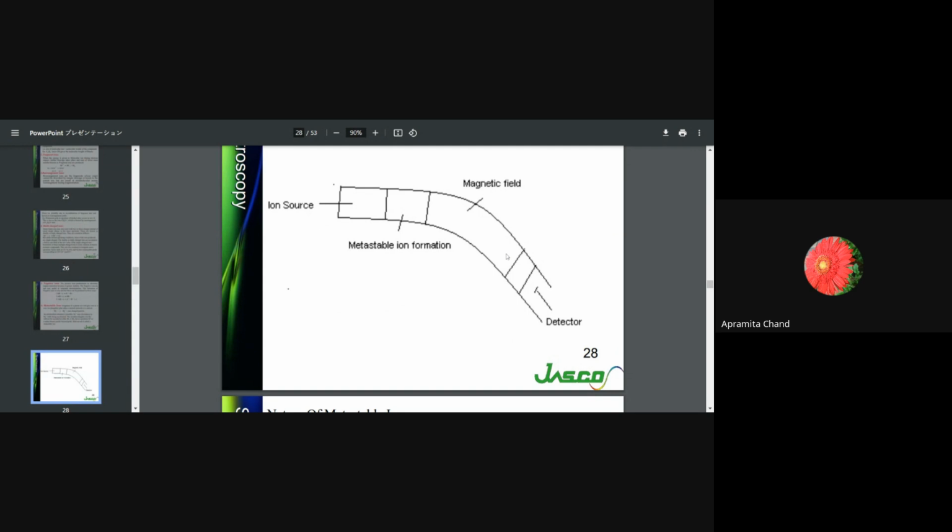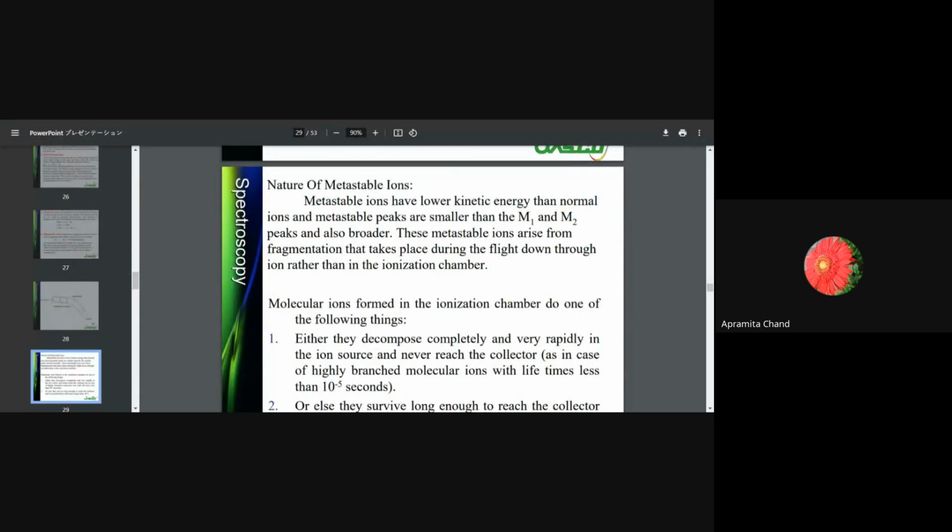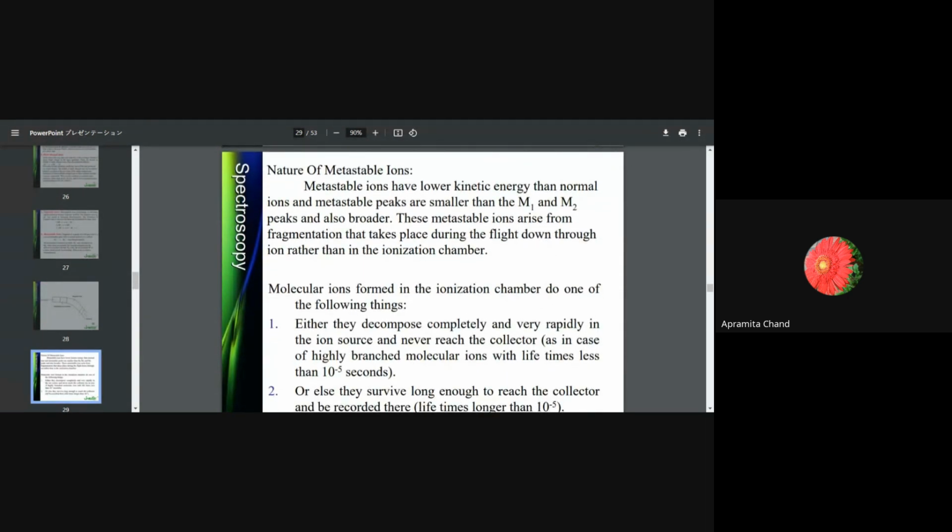So while going from the ion source towards the detector, if ion formation or fragmentation happens right at the time of acceleration, then you will get the M star peaks, and these M star peaks are not fully focused and they are very broad. Also, they have lower kinetic energy than normal ions, so the peaks will also be smaller than the M1 and M2 peaks. So we get 3 characteristics here. They will be broader, they will have smaller peaks, and they will not be too sharp. And why do they occur? They arise from the fragmentation that takes place during the flight down through the instrument rather than in the ionization chamber.